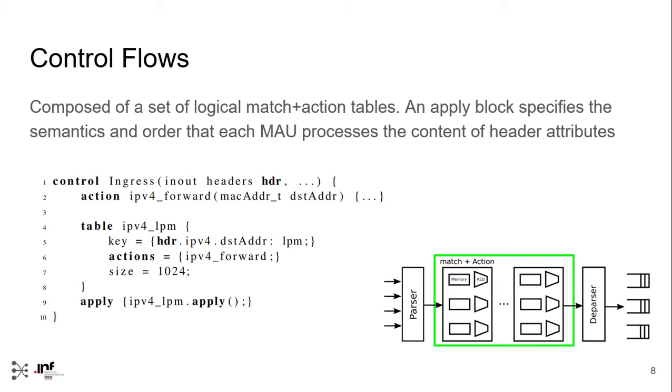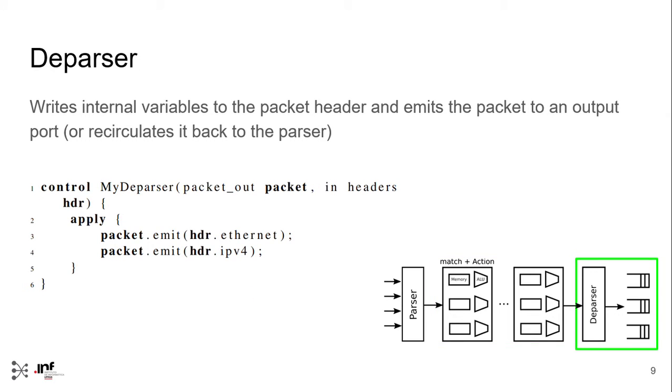declared by the program. After being processed by control flows, a packet is processed by the deparser. The deparser writes the values of internal variables to the packet header and emits the packet to an output port or circulates it back to the parser. We present an example of a deparser that emits first the Ethernet header and then emits the IPv4 header.